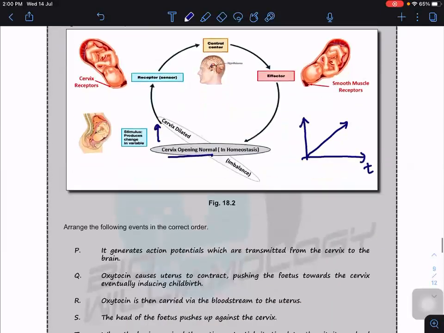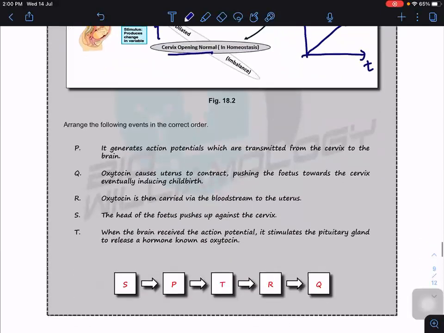Okay, so with this, I have done the principle of homeostasis. And tomorrow, we're going to continue with a specific example, which is the blood glucose regulation. Okay, so with this, I've done for today.